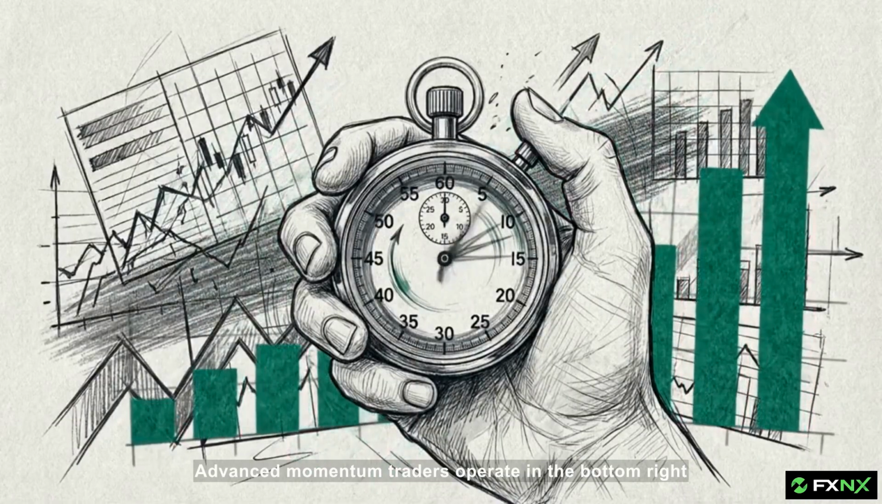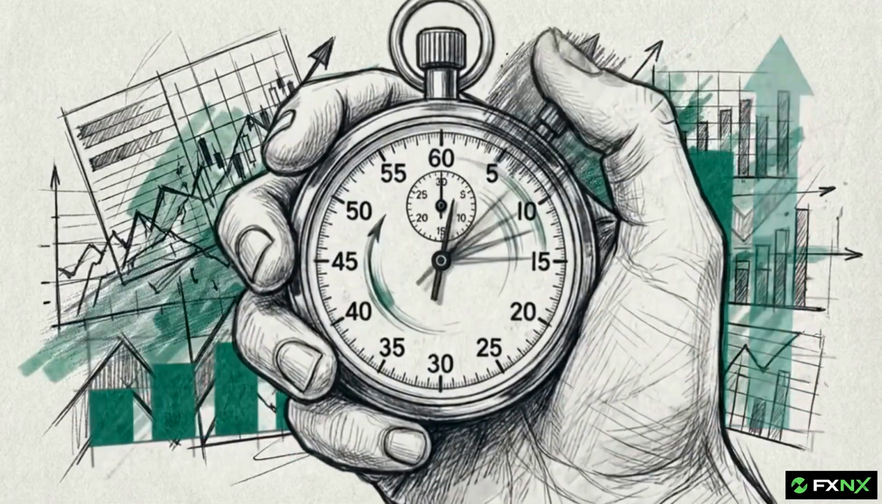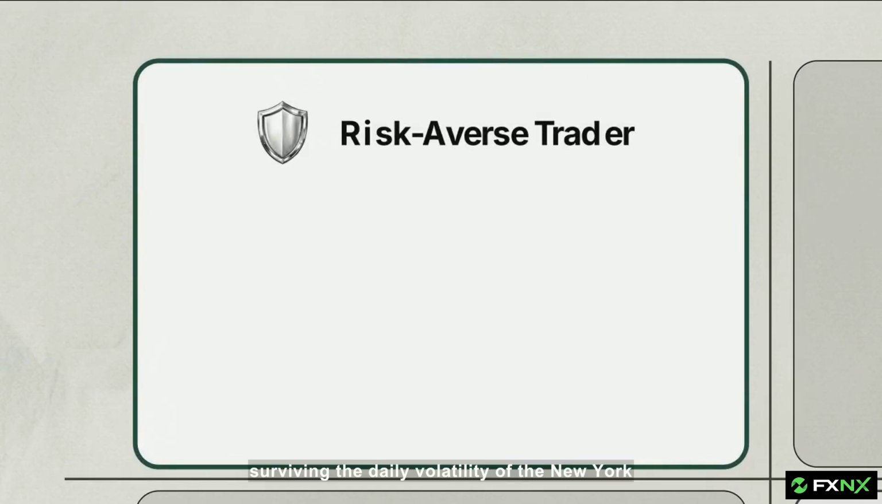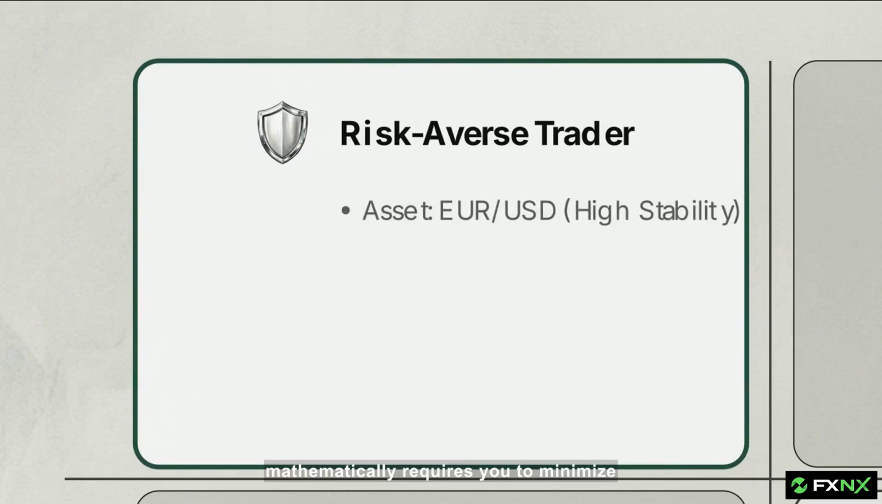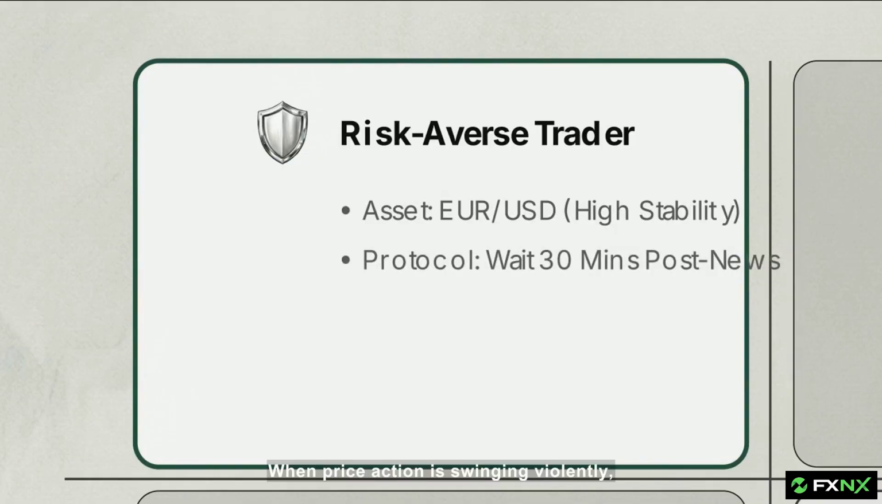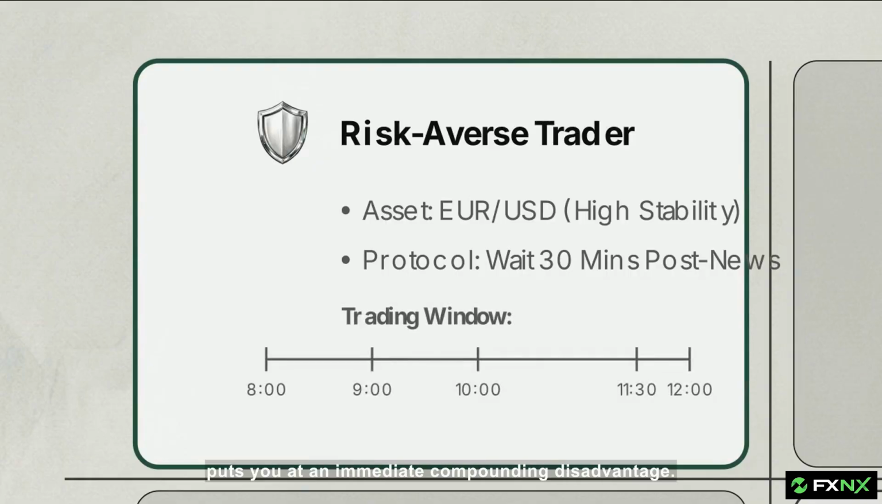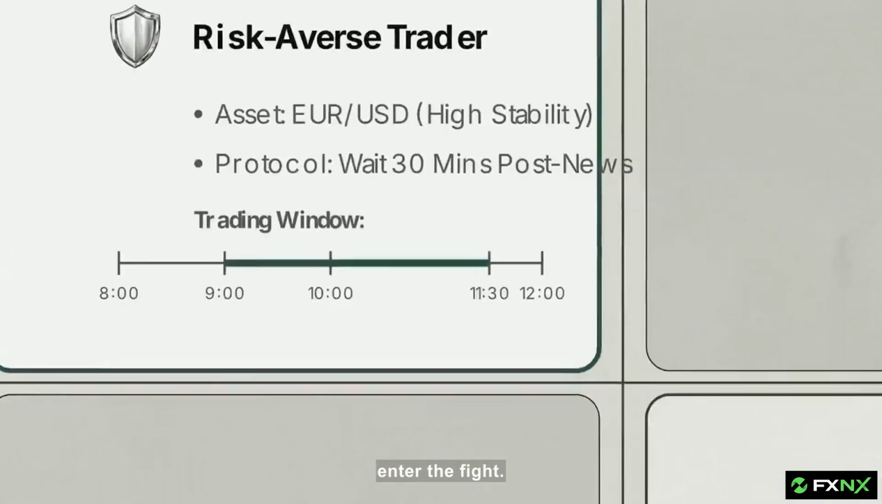Regardless of your specific profile, surviving the daily volatility of the New York session mathematically requires you to minimize your baseline cost of entry. When price action is swinging violently, executing trades on a platform with wide, variable spreads puts you at an immediate, compounding disadvantage. You are paying a heavy premium just to enter the fight.